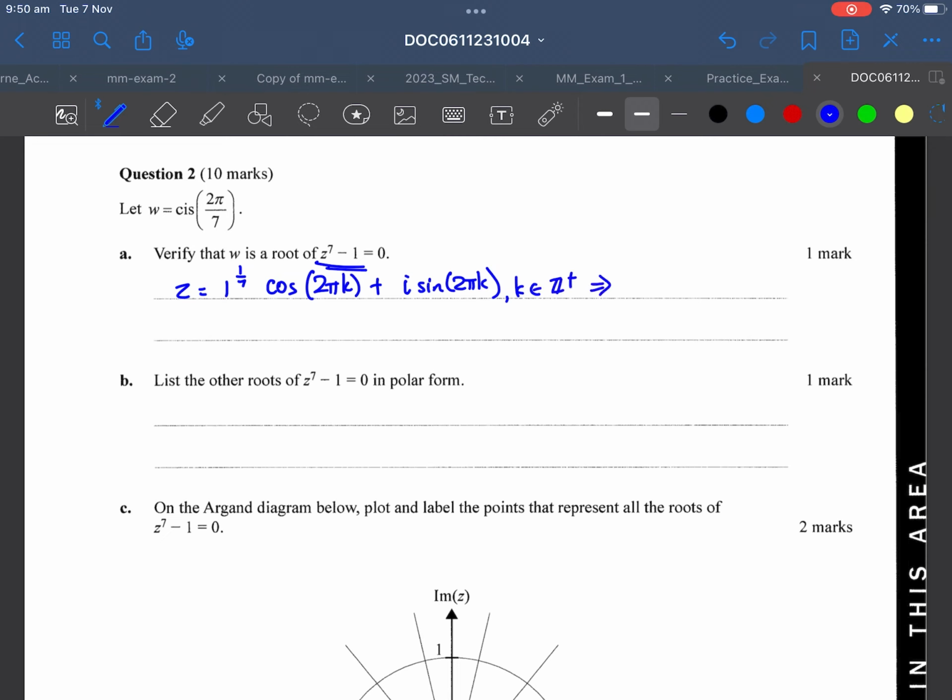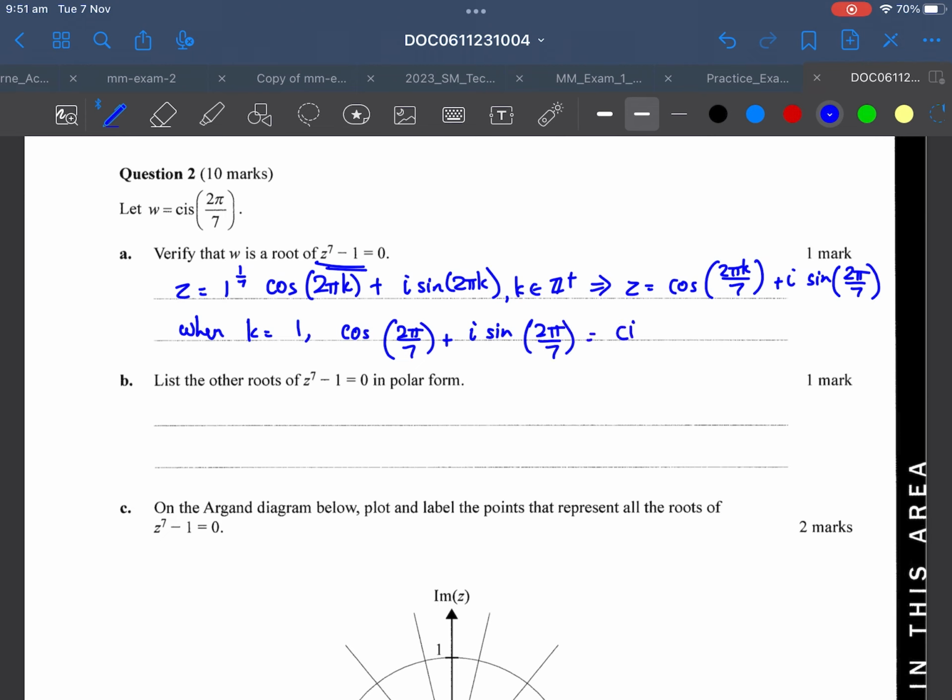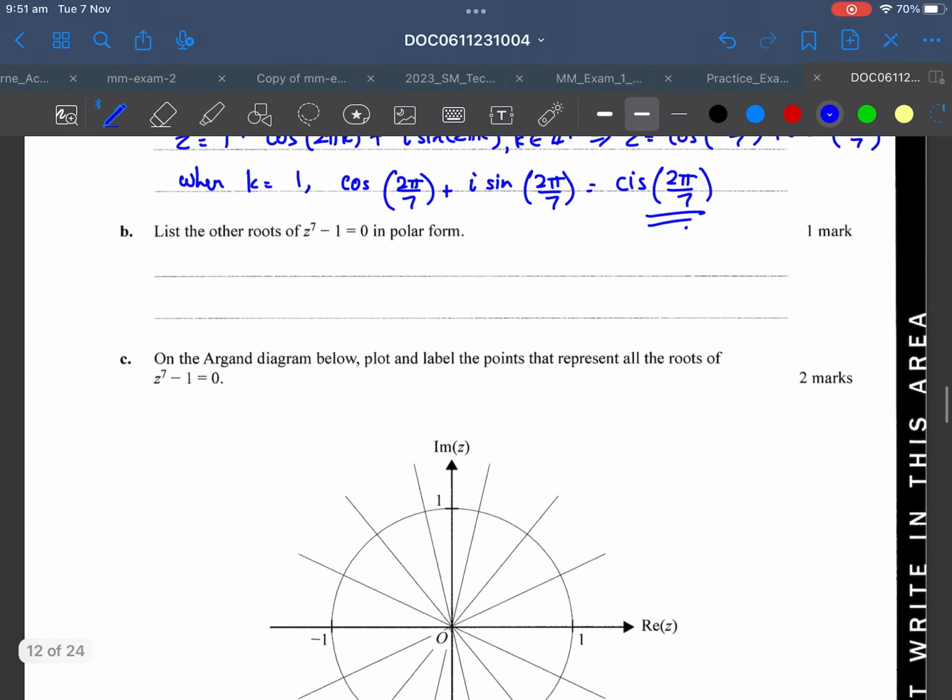So that means that z equals cosine of 2 pi k on 7 plus i sine 2 pi k on 7. When k equals 1, we have cosine of 2 pi on 7 plus i sine 2 pi on 7, giving us cis 2 pi on 7. So that means we verified that. So that is all good.